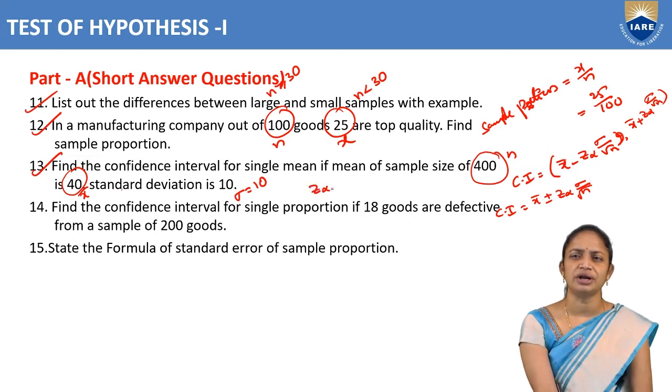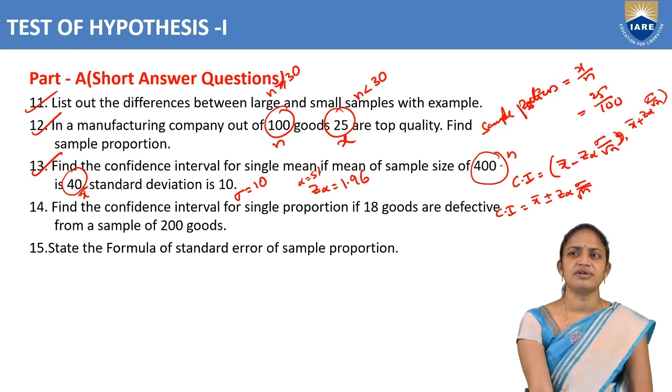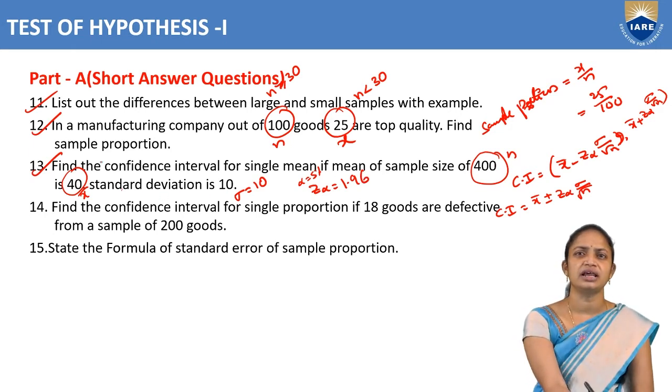Here they have not given it, so we have to take z alpha at 5%, and we have to take z alpha as 1.96. Okay, so here the n value is there, the sigma value is there, and the x bar value is there. So substitute all these values in the confidence interval formula.